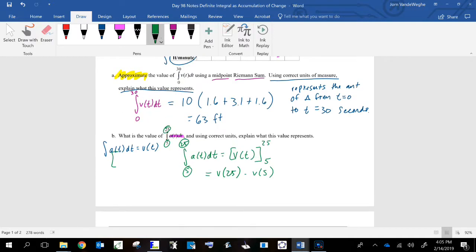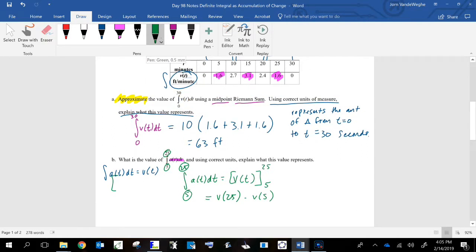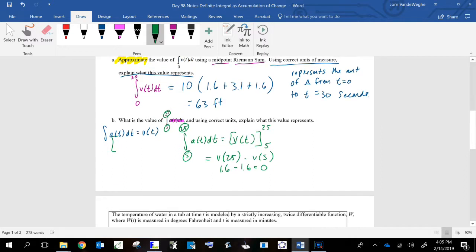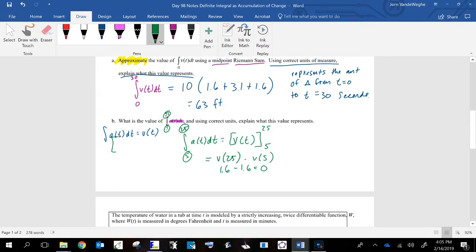I can look at the table and actually find out what those values are. v of 25 is 1.6. What is v of 5? Another 1.6. Subtract those. What do I get? 0. What does that represent? It represents the amount of change in the velocity of the particle from t equals 5 to t equals 25.